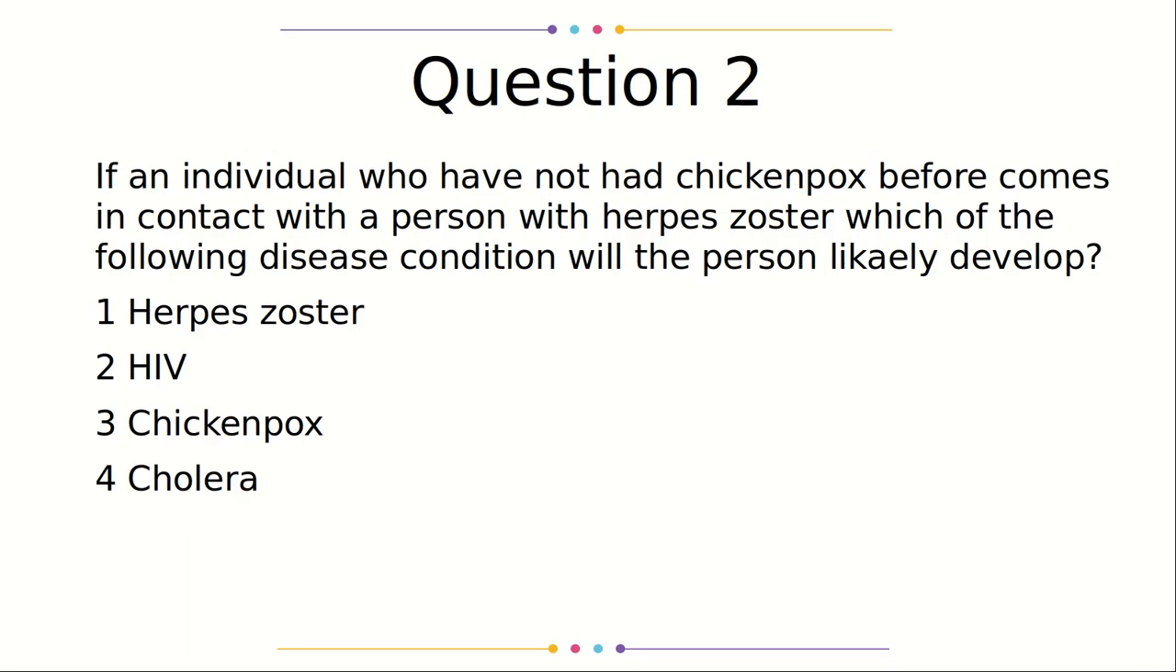Question 2: if an individual who has not had chickenpox before comes in contact with a person with herpes zoster, which of the following disease conditions will the person likely develop? The answer is chickenpox. Yes, if you've not had chickenpox, you meet someone with herpes zoster, you will not develop herpes zoster. You are likely to develop chickenpox. Then maybe in subsequent infection, that's when the person will develop herpes zoster. As you can see, 2 and 4 are not related.